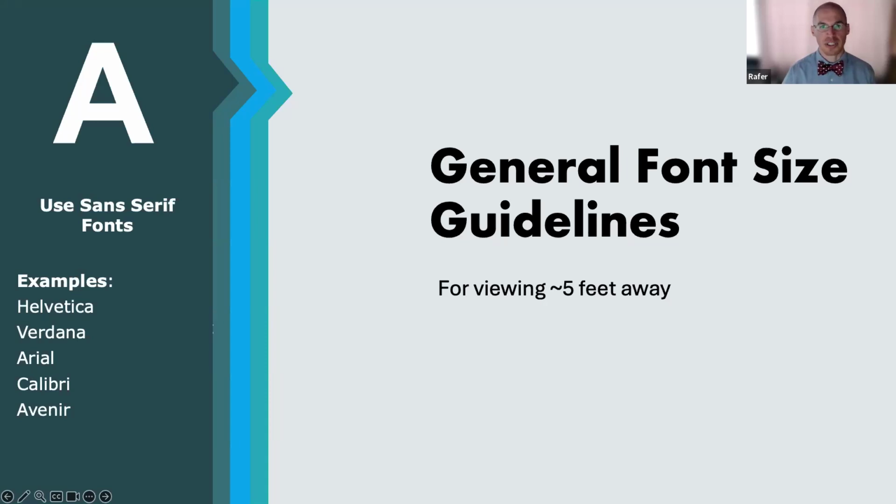They're easier to read, particularly from a distance. And as for font sizes, you should consider how big your poster is going to be and how far away the audience is going to be. So for a standard poster, it might be 3 feet by 4 feet, and a standard viewing region might be 5 feet away. Some conferences have posters that are huge, like 4 feet by 8 feet, and you might have space to have people standing 8 feet away. But for general guidelines, I'm going to stick to the 3 by 4 poster that's being viewed 5 feet away.